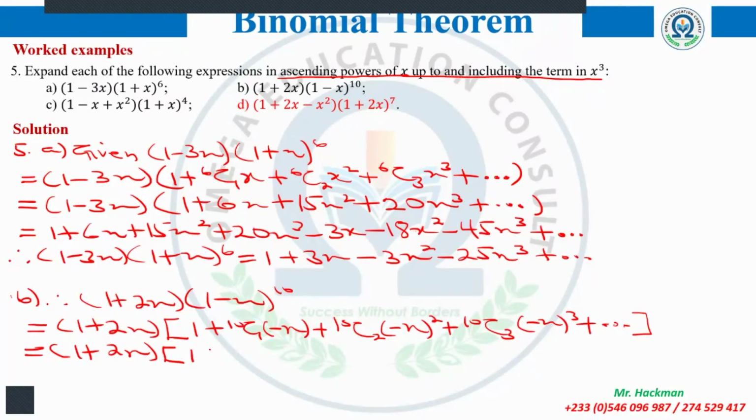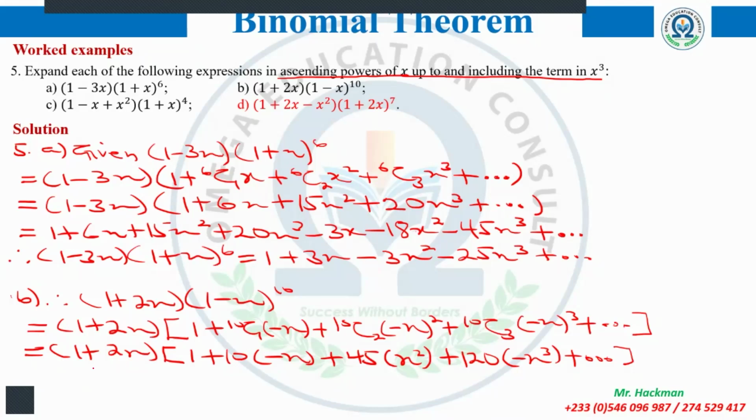So 1, then 10 combination 1 is 10. If you push the negative in, the power to the power 1, you get this. Then plus 10 combination 2 will give us 45. So you are going to get 45 here, then minus x, squared. If the power comes in, it will give us x squared. Then plus 10 combination 3, that is 120. Then negative x cubed, if you push the power in, then plus your ellipsis. All correct.